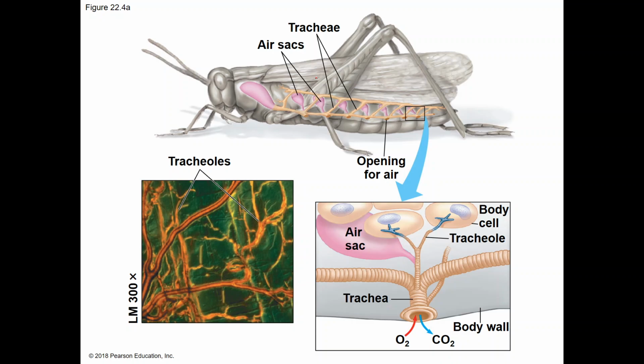So insects have a tracheal system, which allows for direct exchange between the air and the body cells. So the respiratory surfaces of the tracheal system of insects has these tiny branching tubes inside the body, which transport oxygen directly to body cells and move carbon dioxide away from them. And this is really important because it reduces the amount of water that's lost in the process.